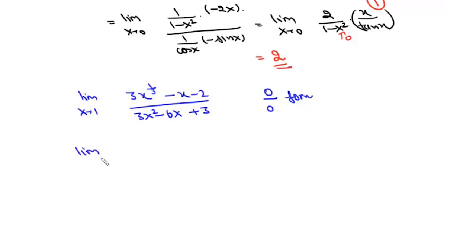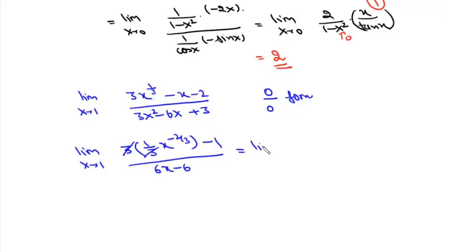So, it will be this limit x tends to 1. Now, we differentiate this. This is 3 and derivative of x to the power 1 by 3 is 1 by 3 x to the power minus 2 by 3 and then minus 1 upon, and the denominator is 6x minus 6. Now, here 3 and 3 will cancel. So, it will be this limit x tends to 1, x to the power minus 2 by 3 minus 1 upon 6x minus 6. Now, we put x as 1, 1 minus 1 is 0 and 6 minus 6 is 0. So, this again is 0 upon 0 form.